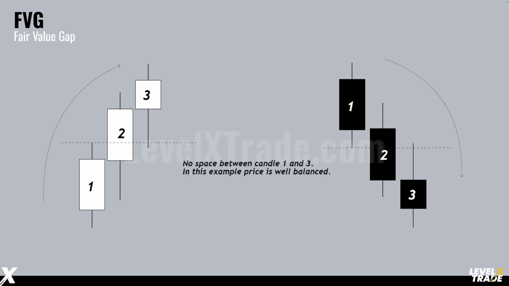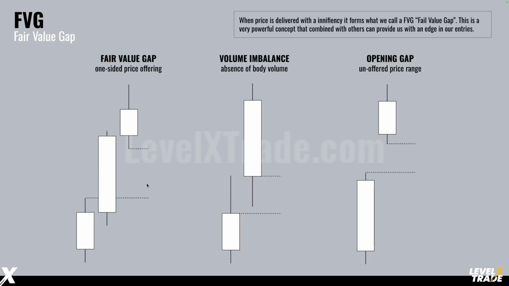And now I'm going to show you an example of what the fair value gap is. Basically, when price is delivered with an inefficiency, it forms what we call the fair value gap. This is a very powerful concept that, combined with others, can provide us with an edge in our entries. So the fair value gap here, one side price offering, the first candle closed here, the second shot through, and then the third one didn't come all the way here, leaving this space in between these three candles.